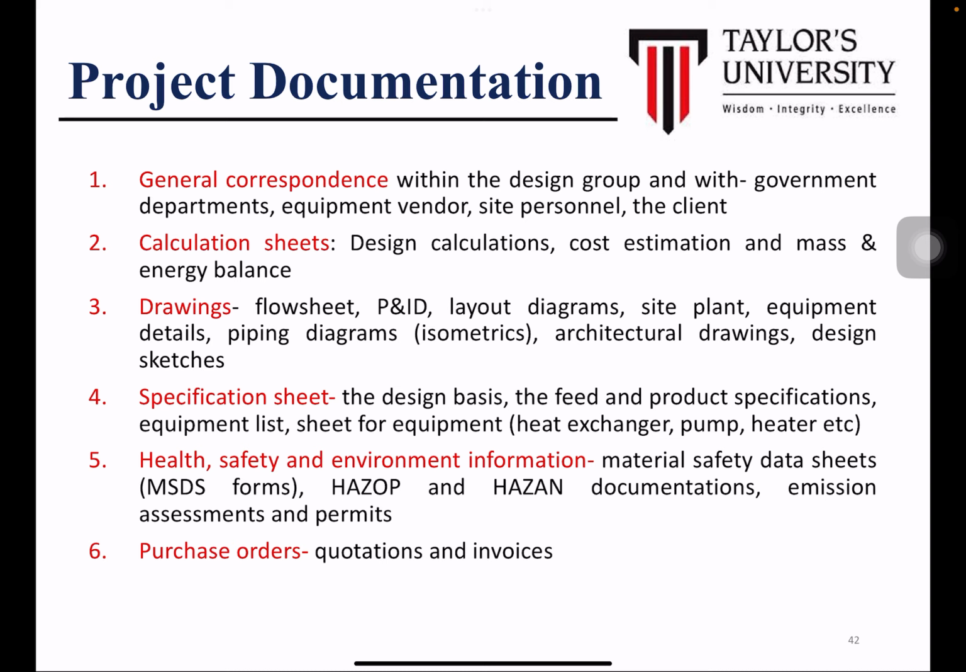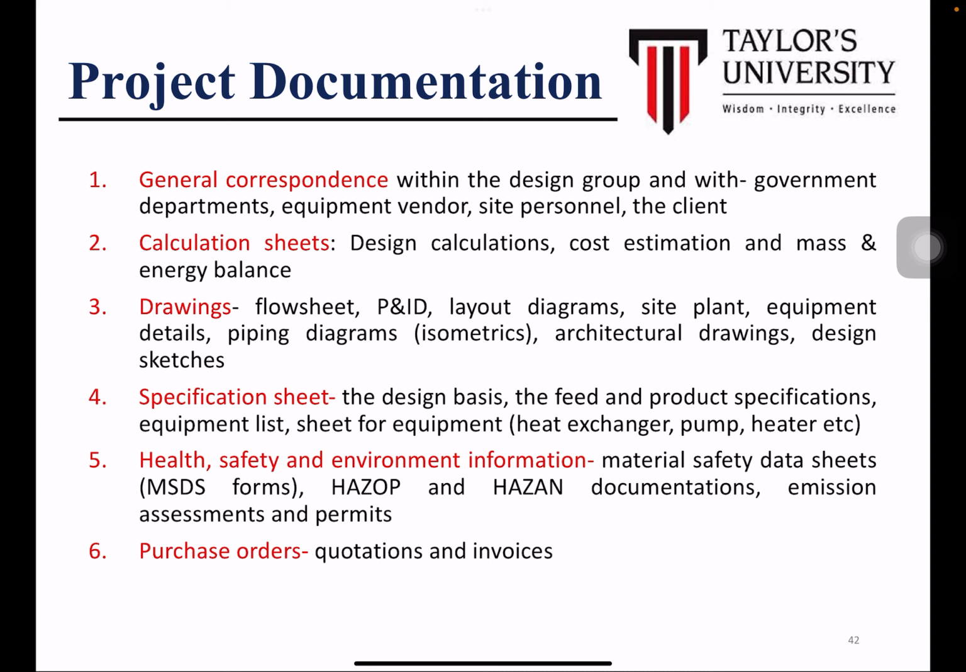Then you have the calculation sheet that you get from your design engineers, like your design calculations, cost estimation, mass and energy balance, everything. Then you have drawings. So the first one is your basic flow sheet. Then you have a P&ID, you have a plant layout, you have the whole site plant design, equipment details, piping diagrams, isometrics, architectural drawings, design sketches, everything. So whatever sketches you get, you also need to document them, because for any process information you have to refer back to your drawings.